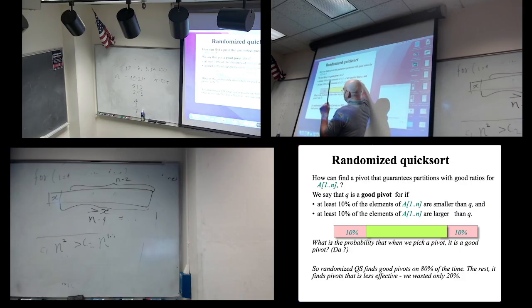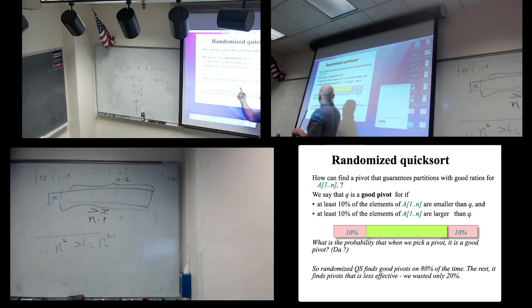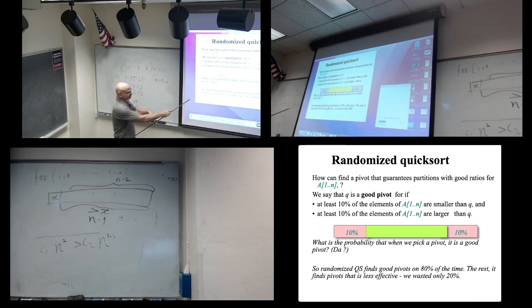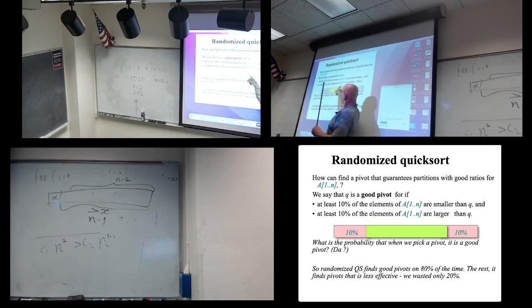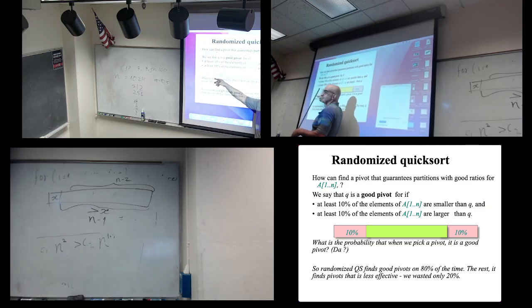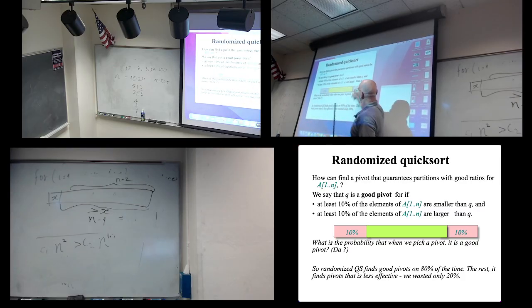I pick the pivot at random, one of the elements. No matter if the array is sorted or not, no matter how these colors are distributed, what's the probability that I pick a pivot that is in the smallest 10%? Each element has the same chance to be picked. What's the chance that I pick a pivot in the smallest 10%? 10%. The probability that I pick a pivot in the largest 10%? 10%.